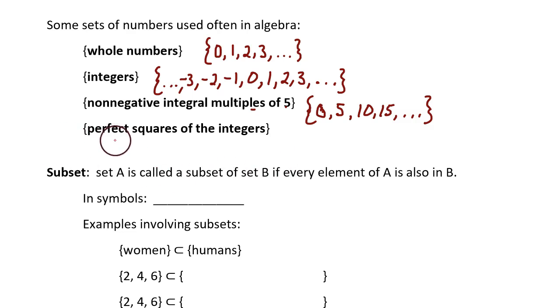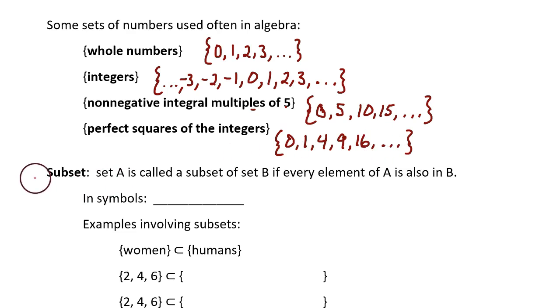Final example, the perfect squares of the integers. Perfect squares are numbers that are used a lot in algebra class. 0 squared is 0. 1 squared is 1. 2 squared is 4. 3 squared is 9. 4 squared is 16, and so on forever. If you square a negative number, the result is positive. So this list of numbers also includes the squares of the negative integers.